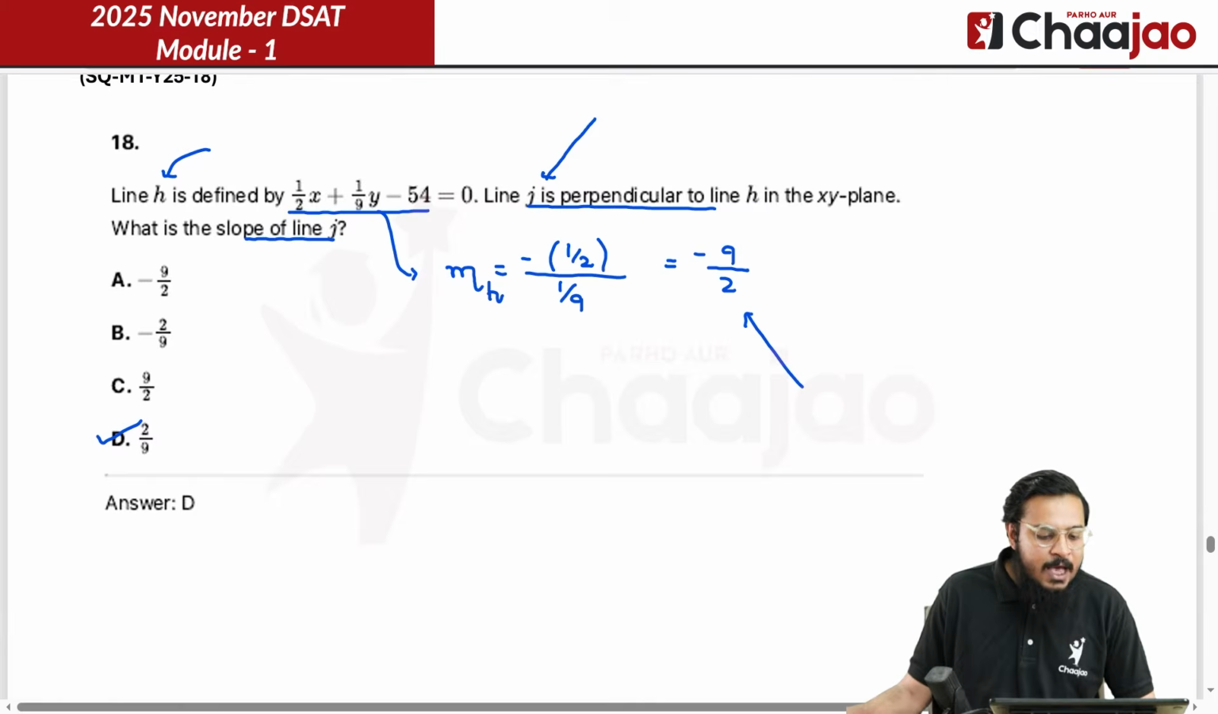Over here, I had the slope of the first line as minus 9 over 2, but obviously the slope of line J should be completely negative reciprocal of the slope of minus 9 over 2 as 2 over 9. That should be the right choice for this question.